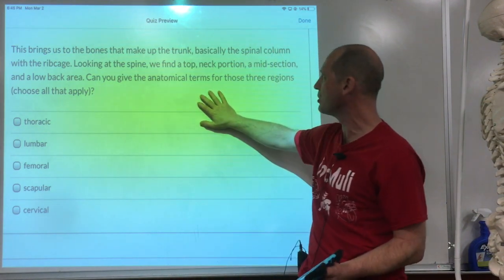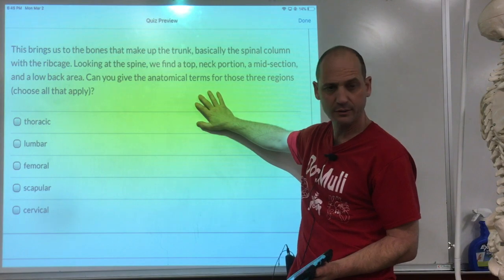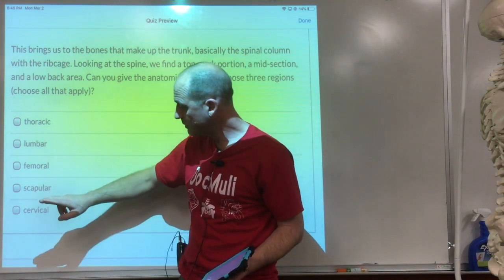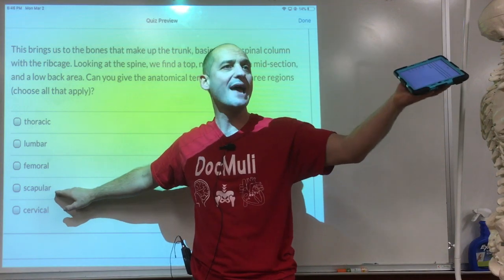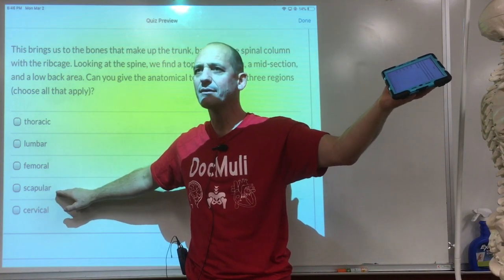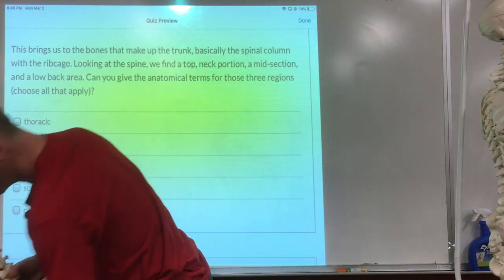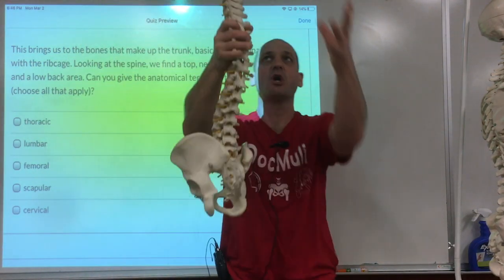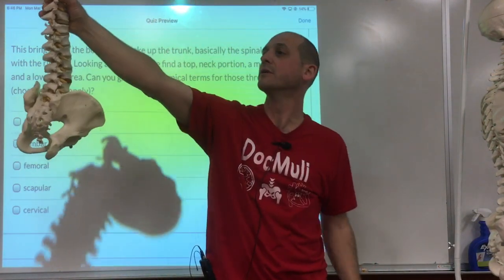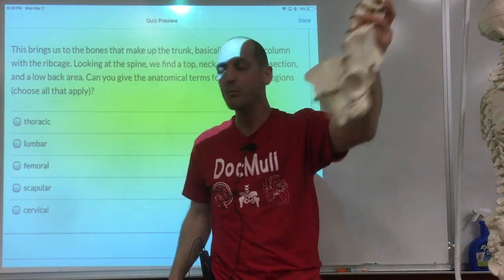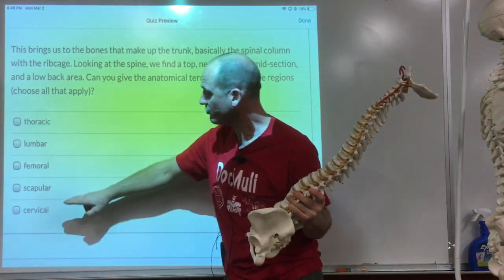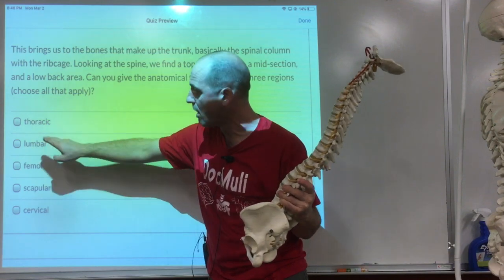Can you give the anatomical terms for these three regions? Cervical, say, scapular? No. So what do we call this section then? The cervical is up here. What do we call this section? Thoracic. And what about the other one? Lumbar. Good. So cervical, thoracic, lumbar.